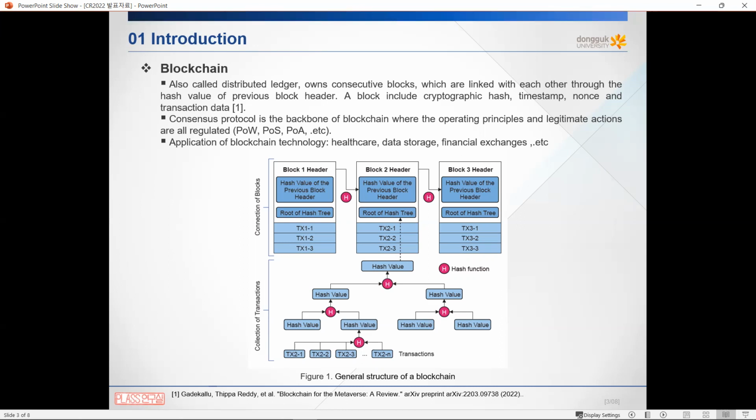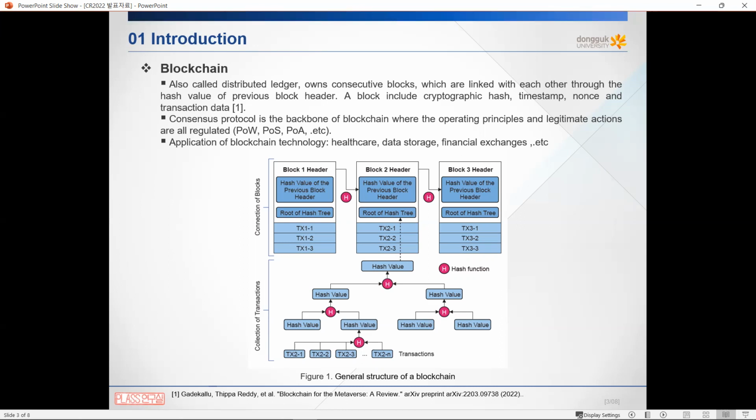And consensus protocol is a part of blockchain, where the organizing pretty simple and legitimate action are all secreted. We have some common consensus protocols such as proof of work, proof of stake, and proof of authority.